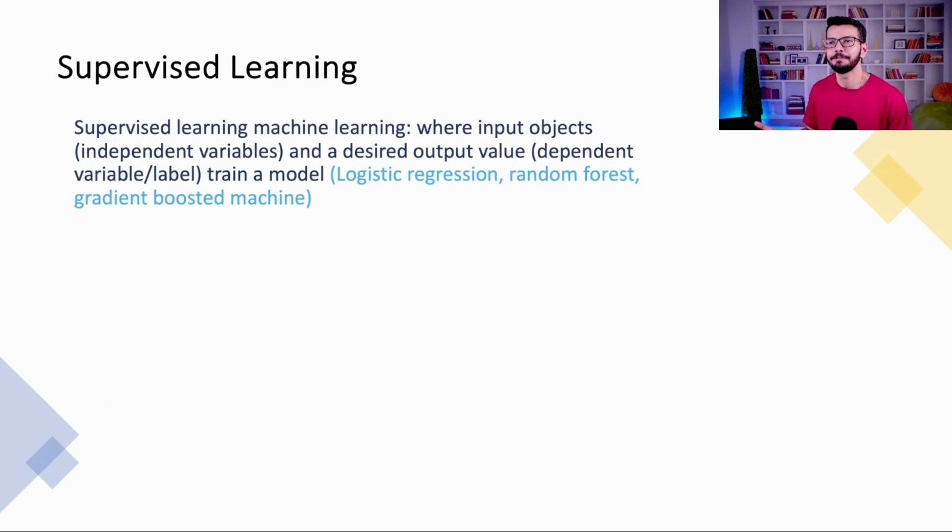Here's your Wikipedia definition for supervised machine learning algorithm. So it says where input objects, or your independent variables, and a desired output value, which is your dependent variable or your labels that we have seen in the last slide, both of them are available and are being used to train a model. So some of the common examples are logistic regression, random forest, gradient boosting machine. Now, if you're wondering what these techniques are, don't worry about it. In the subsequent videos, we're going to go into the details of each one of these techniques. We'll try to understand the mathematics behind it, where to use it, and we'll try to implement it in Python.